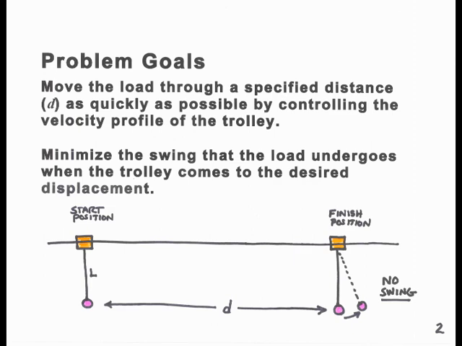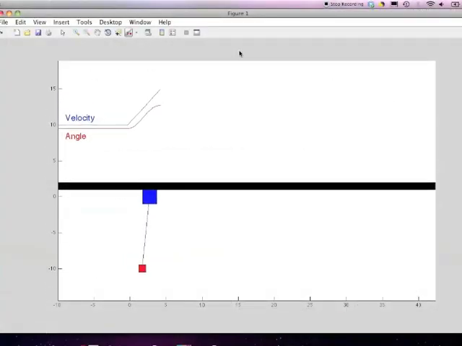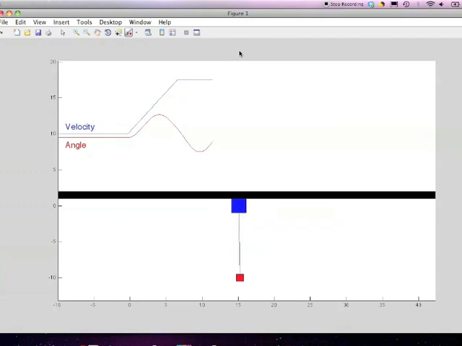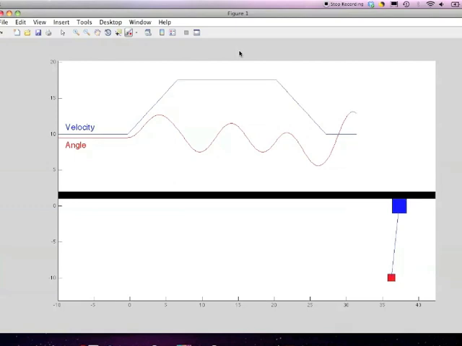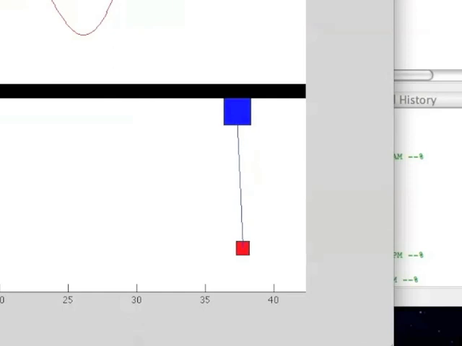Before we start to solve the problem, let's take a look at a simulation of the motion of the trolley done in MATLAB. The trolley and the load start at rest. The trolley begins to accelerate at a constant rate, then reaches a constant velocity, and then decelerates. The load is swinging in response. The trolley comes to a stop, but the load keeps swinging. A significant amount of swing remains after the trolley has stopped.